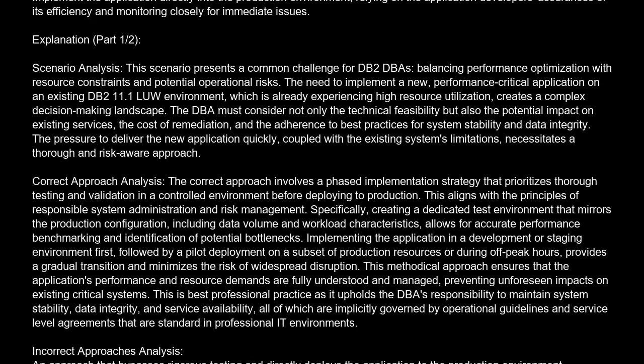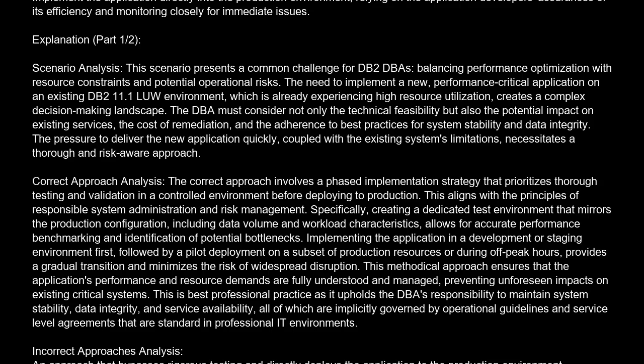The correct answer is A. Implement the application directly into the production environment, relying on the application developer's assurances of its efficiency and monitoring closely for immediate issues. Explanation. Scenario analysis. This scenario presents a common challenge for DB2 DBAs, balancing performance optimization with resource constraints and potential operational risks. The need to implement a new, performance-critical application on an existing DB2 LUW environment, which is already experiencing high resource utilization, creates a complex decision-making landscape.